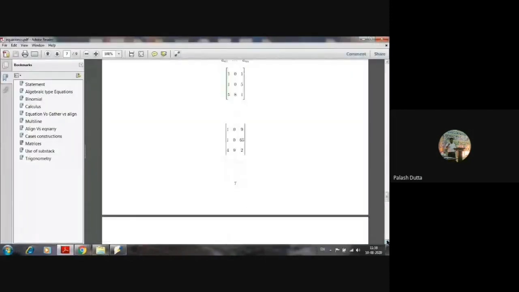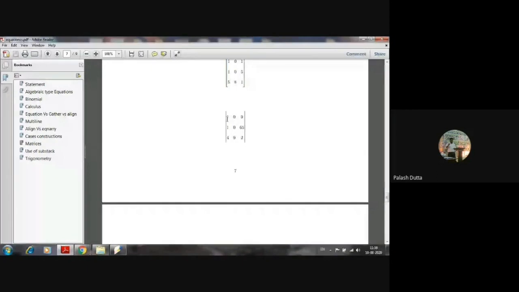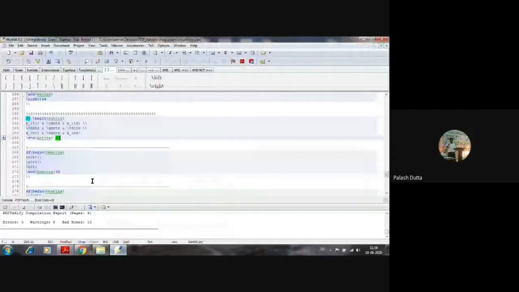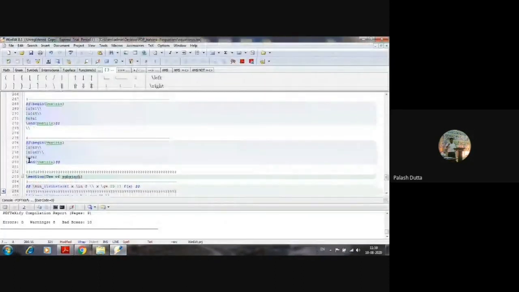If we use vmatrix, then we will have this determinant form. This is vmatrix: begin vmatrix, end vmatrix. Then between them you write whatever you want, and it will give us this one.